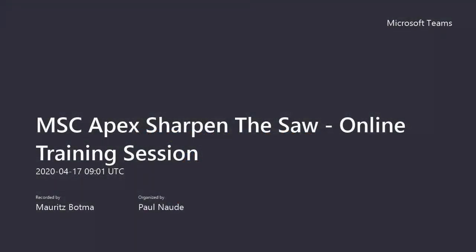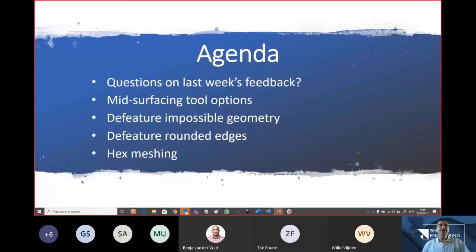Agenda for today, we have basically a continuation of the last session that we had, and I'll take questions on the feedback that I've provided after the last session. We will dig into some of the detail on the mid-surfacing tools, how to defeature a piece of geometry that doesn't seem possible to defeature due to some issues with the CAD, how to defeature a rounded edge that otherwise doesn't want to be defeatured, and then lastly a bit on hex meshing.